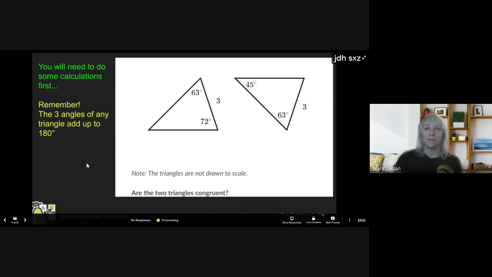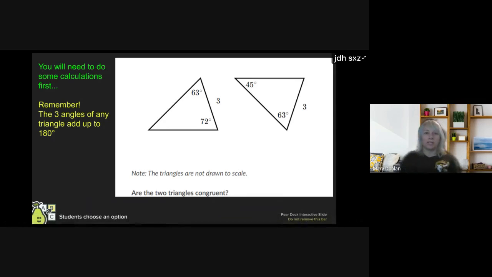Okay. So this problem right here, this is choose an option. It says you'll need to do some calculation first. Okay, remember the three angles of any triangle add up to 180 degrees. Okay, so these are just some things to think about.